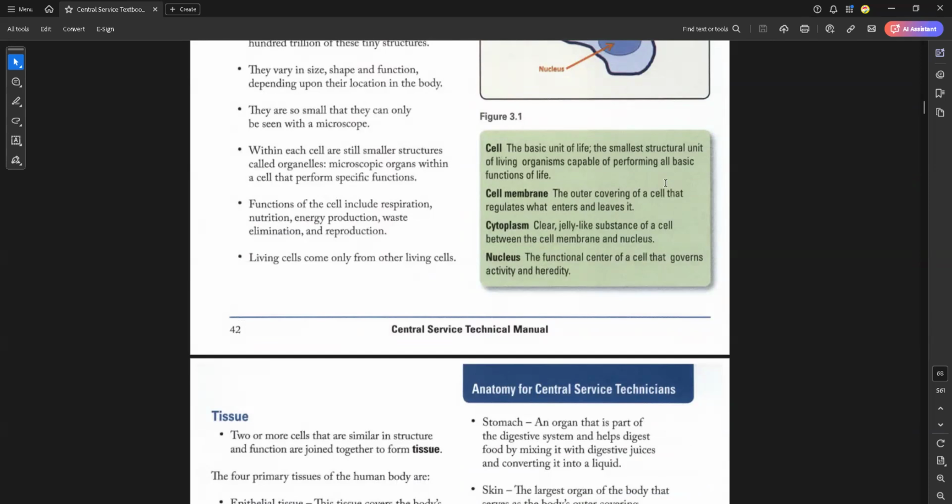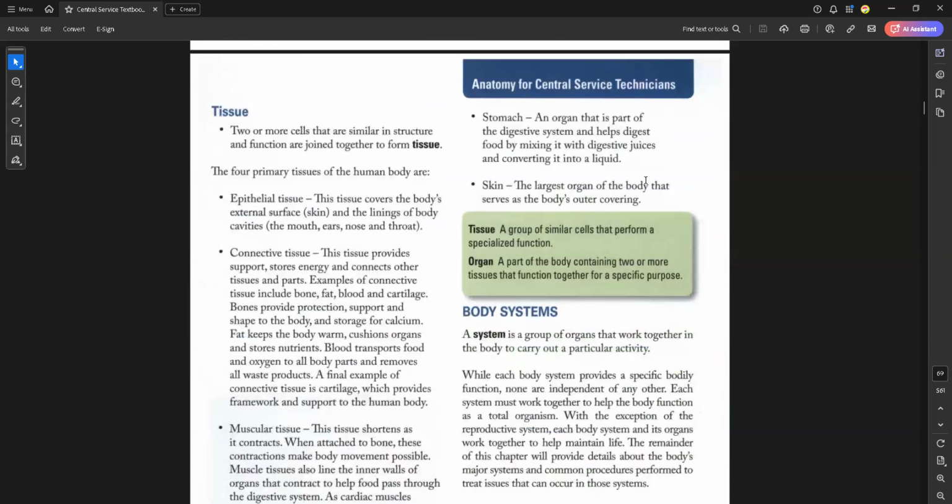Now, let's go to tissue. Okay, right there. Now, this is where I want attention. Two or more, everybody listen to me, two or more cells that are similar in structure and function are joined to form a tissue. You see, when we come to organ, we are going to hear that the organ is there. Let me quickly read the organ. No. That is the system. Okay, it's okay. So let me talk about the tissue.